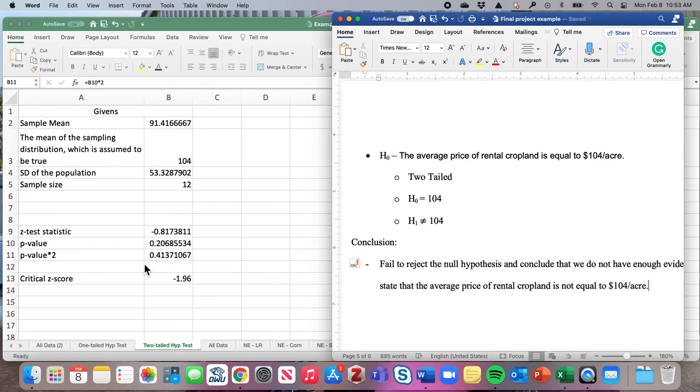So basically we're saying until we can find enough evidence, we are going to go with that status quo, that assumption that $104 per acre is correct. And that is how you would use Excel to conclude the p-values and the test statistics for a two-tailed hypothesis test.